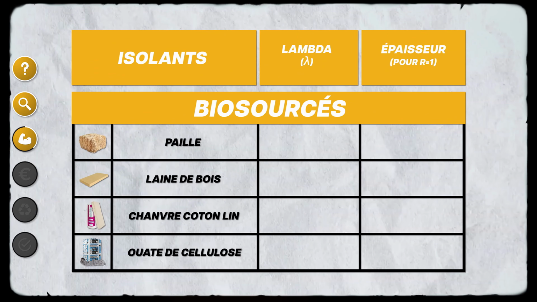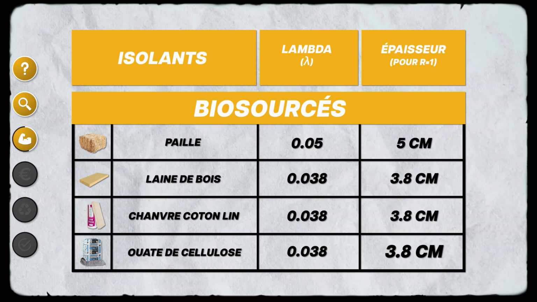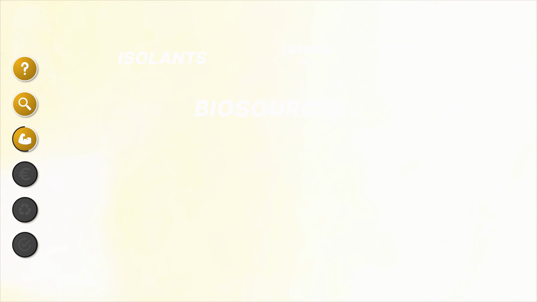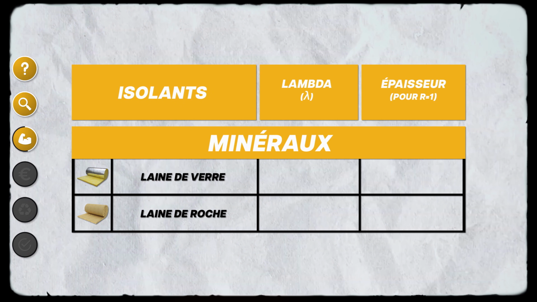Let's start with bio-based insulations. Straw has a lambda value of 0.05. That means that to achieve a thermal resistance of R equals 1, you'll need 5 cm of straw. Wood fiber insulation, hemp, cotton, linen, and cellulose insulation have a lambda value of 0.038. So they only need 3.8 centimeters to reach R equals 1. On the mineral insulation side, glass wool and rock wool also have a lambda value of 0.038, so we still need 3.8 cm for R equals 1.